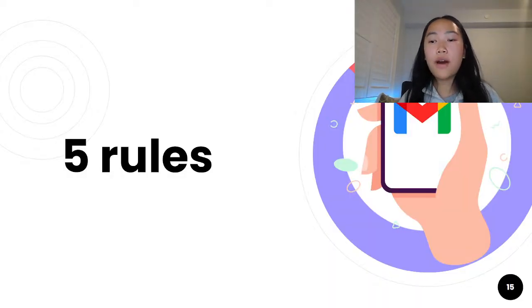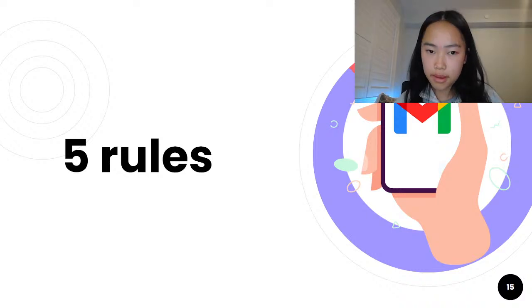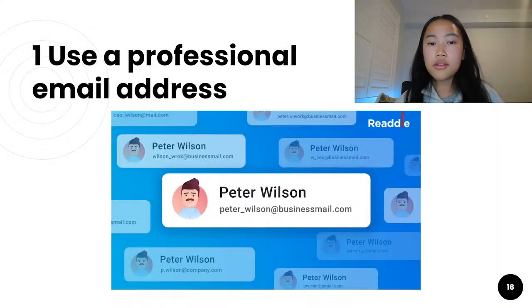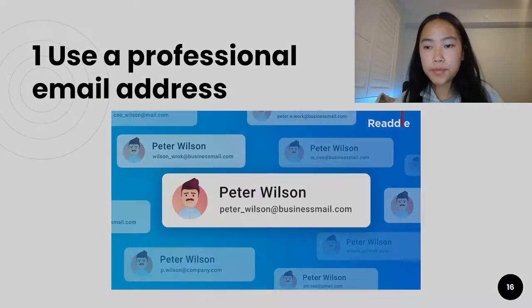Next, we have the 5 rules to curate the best email possible. Number 1 is to use a professional email address. You should always have an email address that conveys your name, so the recipient knows exactly who is sending the email. So never use email addresses that are not appropriate for use in the workplace, such as omg123@gmail.com and things like that.